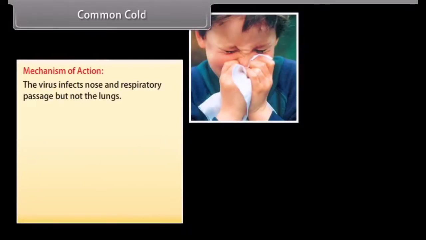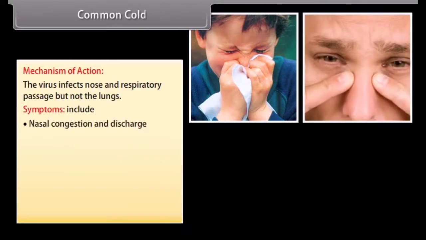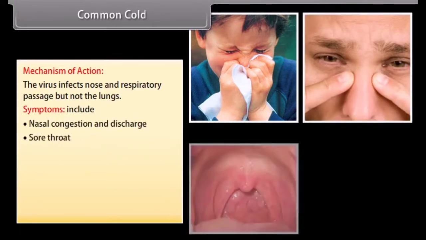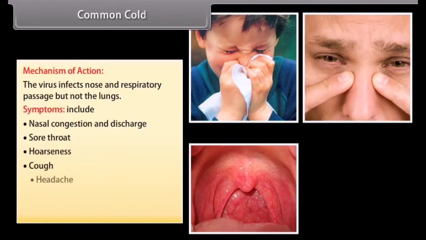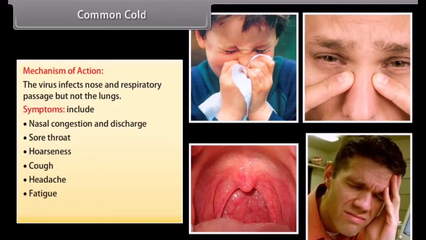Mechanism of action. The virus infects the nose and respiratory passage but not the lungs. Symptoms include nasal congestion and discharge, sore throat, hoarseness, cough, headache, fatigue. The symptoms usually last for 3 to 7 days.